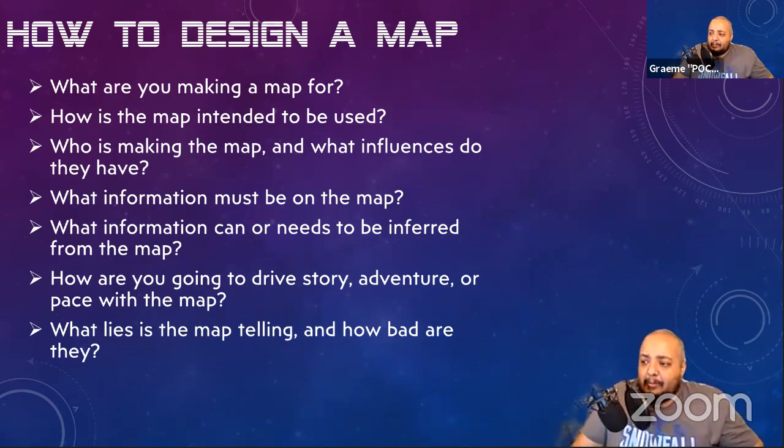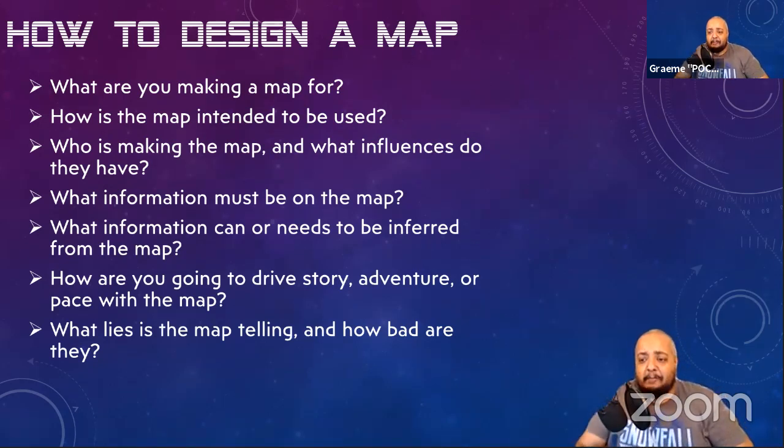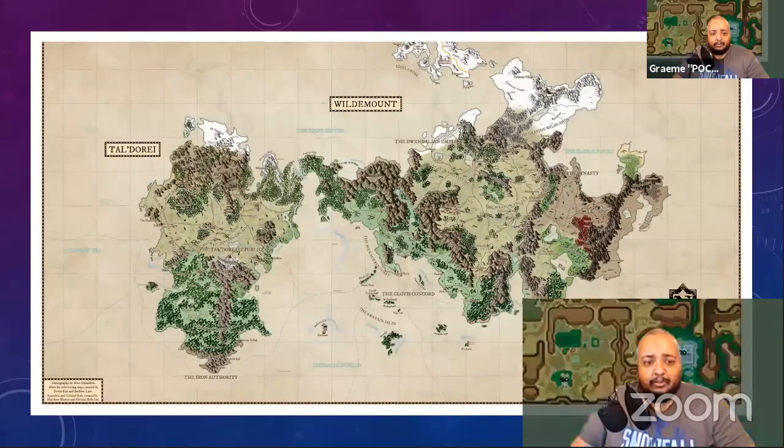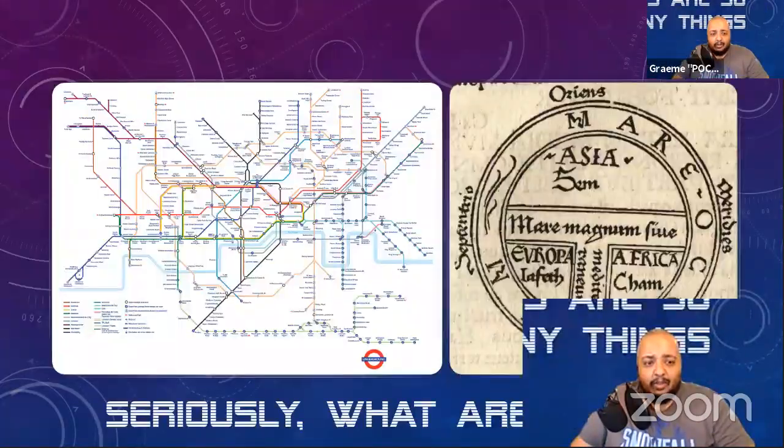Now, the next one: what lies is the map telling, and how bad are they? Yesterday, I quoted one of my geography professors from college. The first thing he told us in our intro to cartography course was that every map is lying. The question is, what is the map lying about, and how much are they lying about it? That is still absolutely true. All maps are lying about something. It's just a matter of figuring out what they're lying about. So we're going to flip back and look through some of these maps to see what they're lying about.